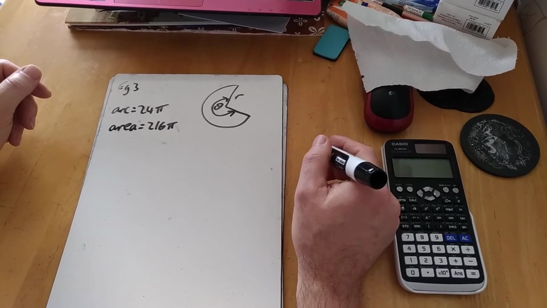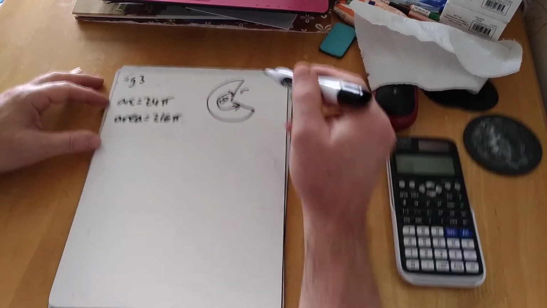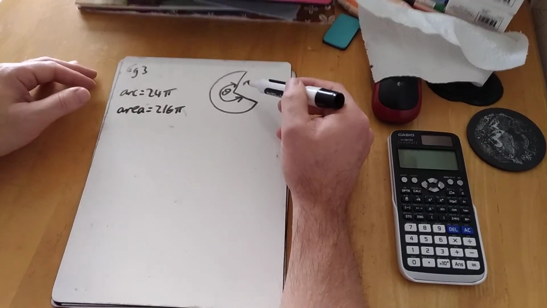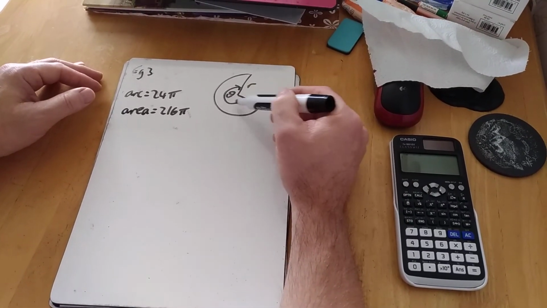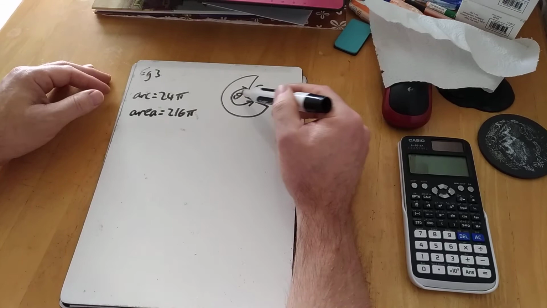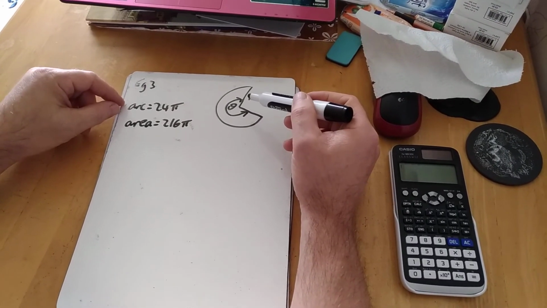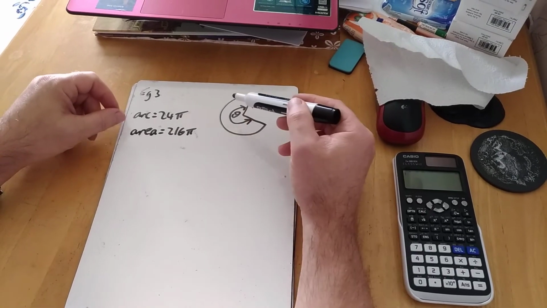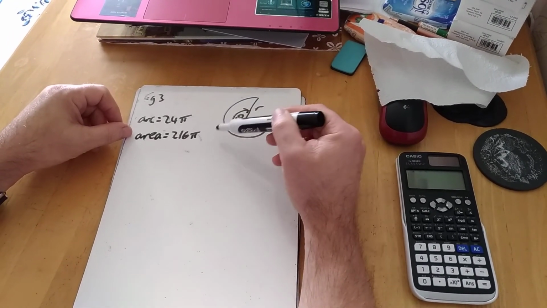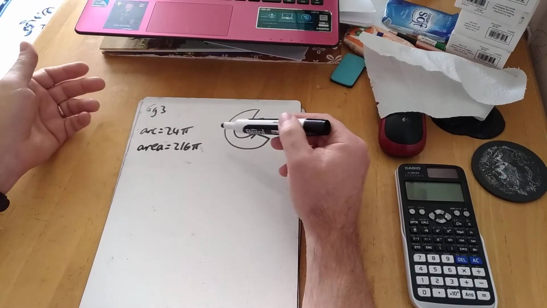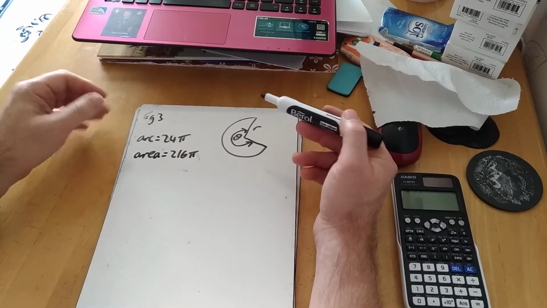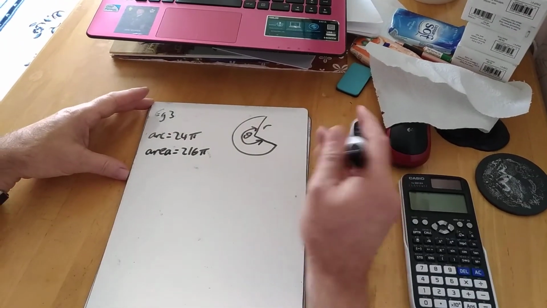Okay, the third example is a simultaneous equation. We've got a chunk of a circle, radius r, an angle of theta. It's a reflex angle, so I'm going to be expecting an answer bigger than pi. They're going to give me what the arc is, 24 pi centimetres. They're going to give me what the area is, 216 pi centimetres squared. And because everything's in terms of pi, I'm expecting pi's to cancel out and give me nice-ish numbers.